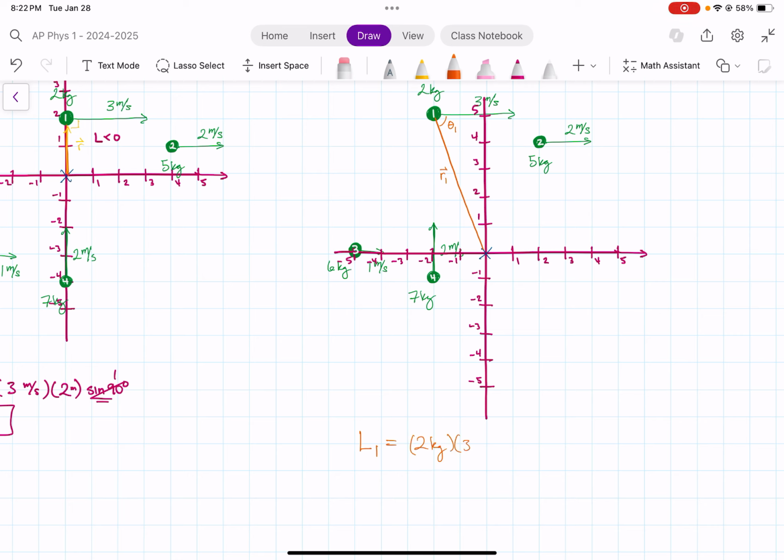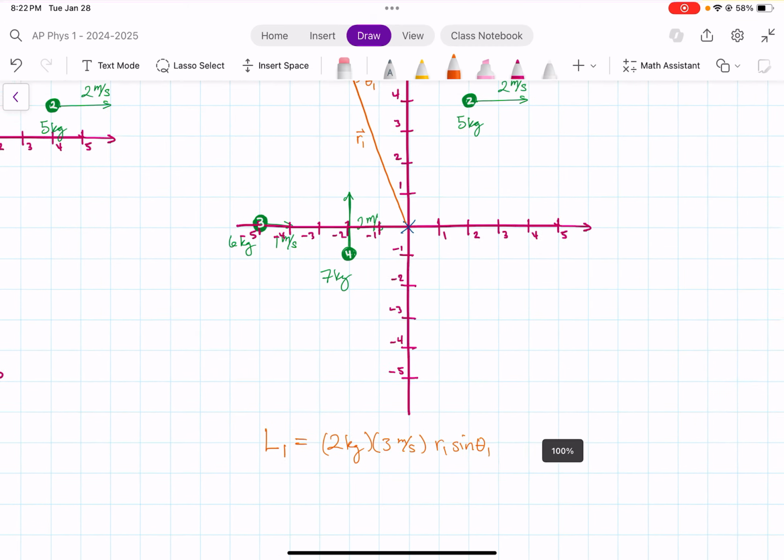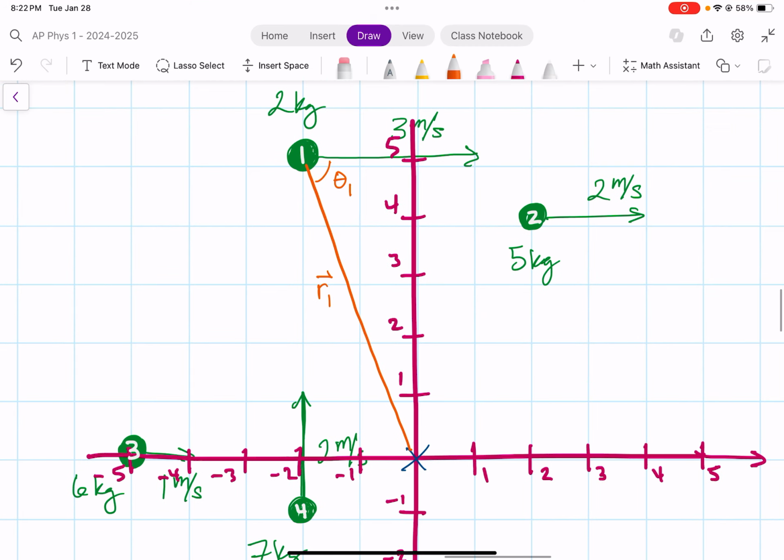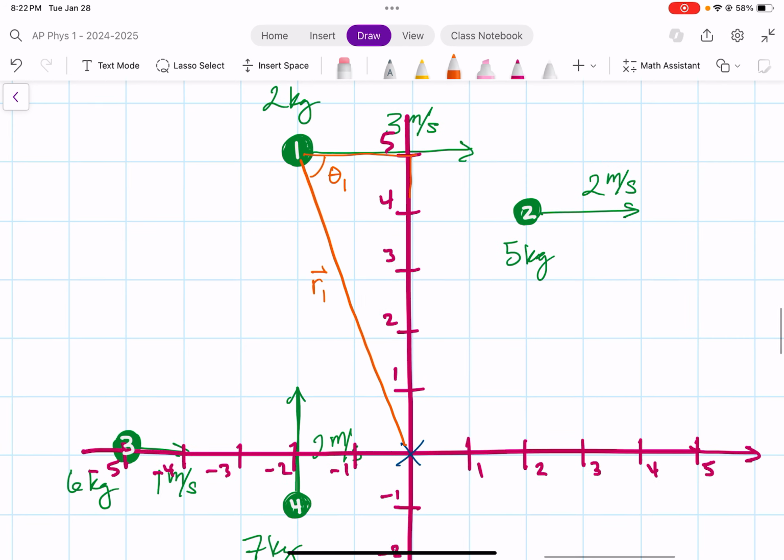times the velocity times the r, which in this case, I'm going to do a trick here, right? I'm just going to leave this as r1 and then sine of theta 1. Because look at this. We got a right triangle. And you can actually always do this trick if you're dealing with a particle moving in a straight line. And as long as angular momentum is conserved, this should work.